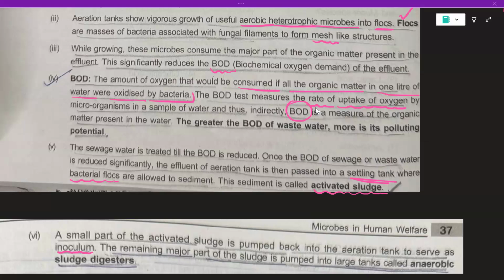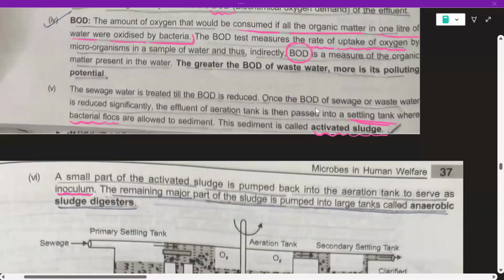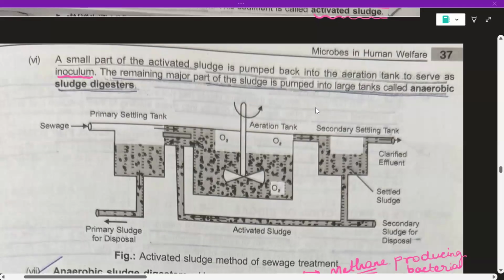After the BOD is reduced, the effluent from the aeration tank is sent to the settling tank, where all those flocs that were formed are allowed to settle down or sediment. Now, this sedimented part is called activated sludge. This activated sludge is sent back to the aeration tank to act like the inoculum so that the process keeps on going. The rest of the part is sent to the anaerobic sludge digester.